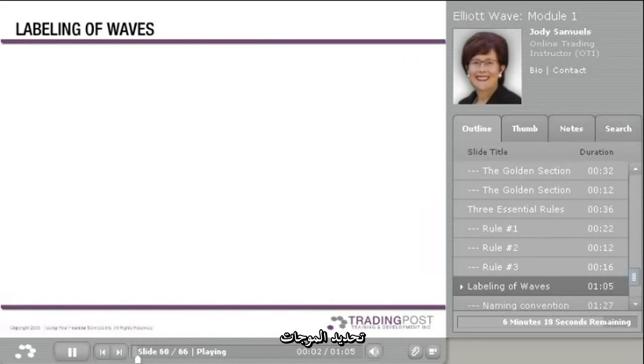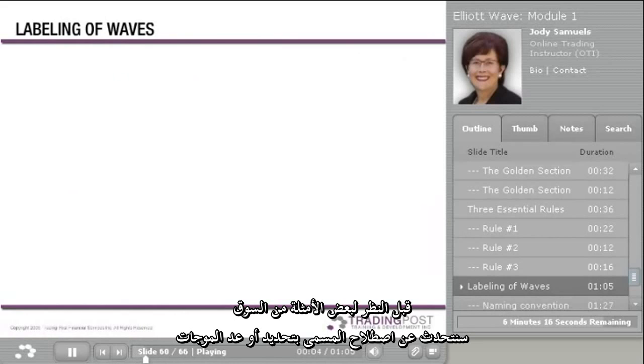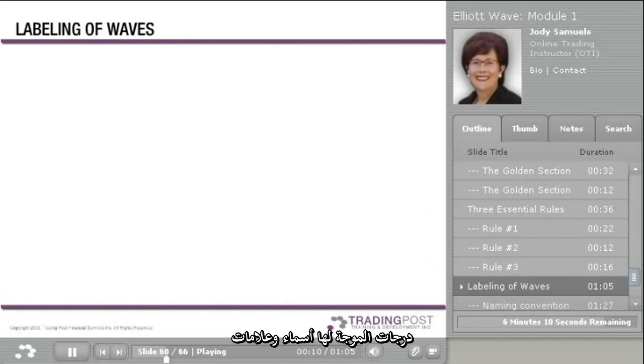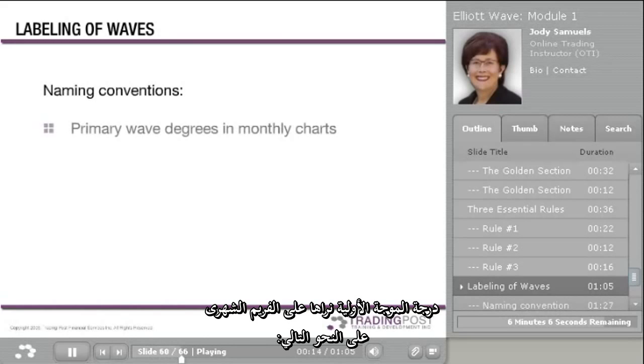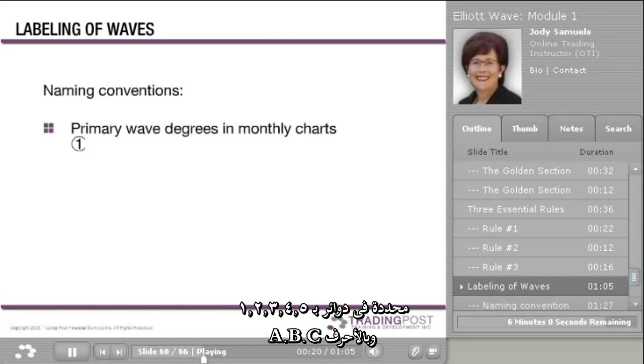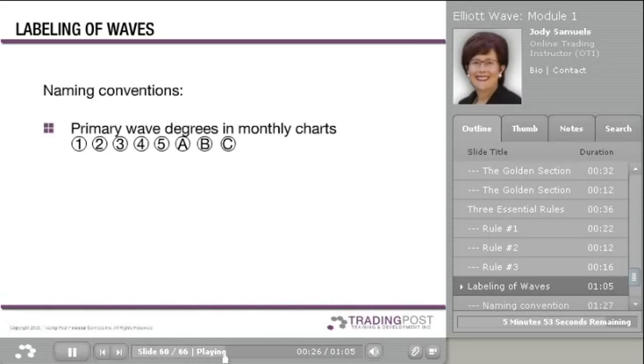Labeling of waves. Before we look at some examples from the market, we will talk about the naming convention for counting waves. Wave degrees have names and labels. Primary wave degrees, seen on the monthly charts, are noted as follows: circled 1, 2, 3, 4, 5, capital A, B, C.